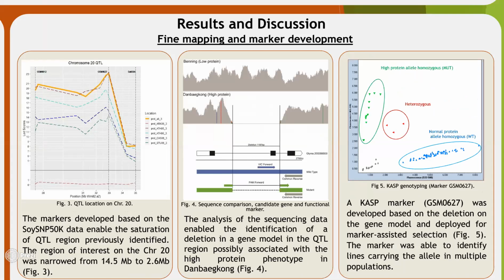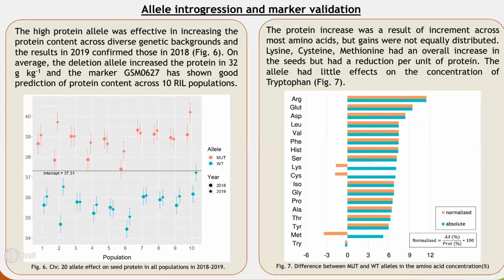Figure 5 shows that the marker had a good separation of the lines carrying the deletion and the lines without the deletion. In Figure 6, we can see that in both years and across all populations, the marker had a very good prediction of the protein content. We can also observe how effective the allele is in increasing the protein content in all populations.